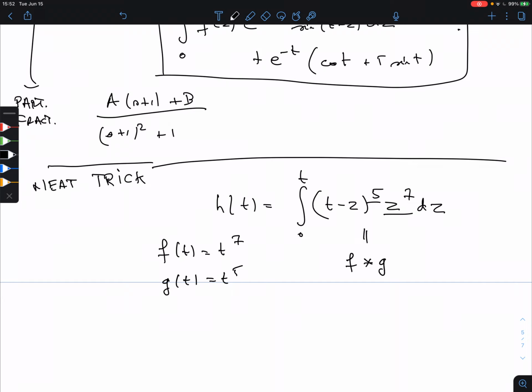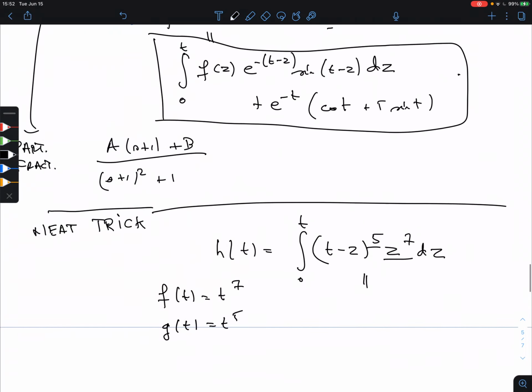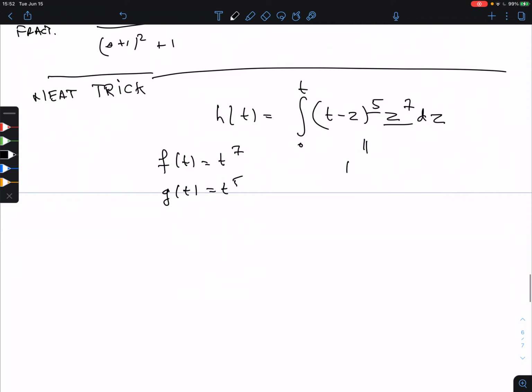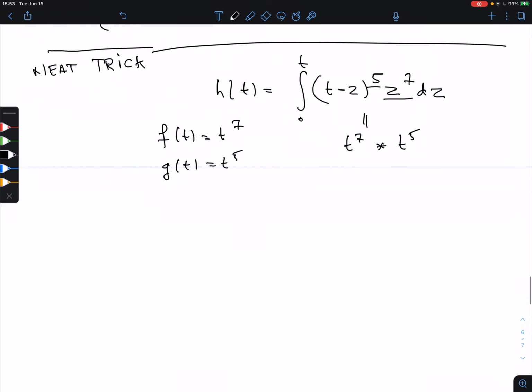Or more explicitly, let me write it even more explicitly. Let's not bring in the f and g. This is t to the 7th star t to the 5th in this order, but we said the order doesn't matter, and that's because you can do a so-called change of variables. But let's not concern ourselves with it. Write it in this order. This is that.